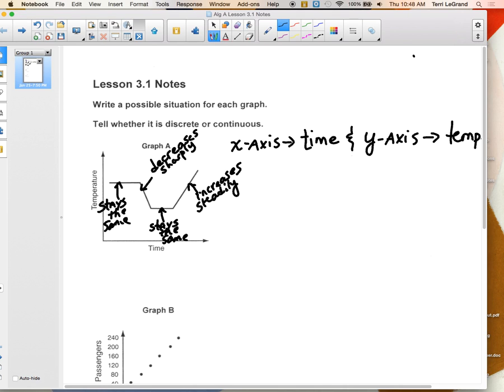The temperature stays the same, and after a while it drops, and it stays the same at that temperature that it dropped to, and then goes back up. Okay, so it kind of sounds like we're talking about temperature outside. Is that what we're talking about, or?